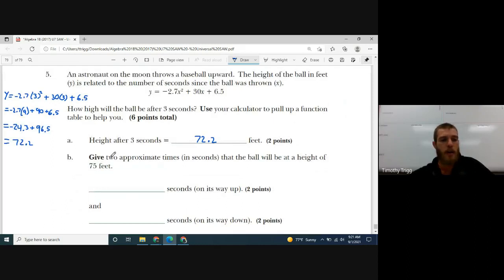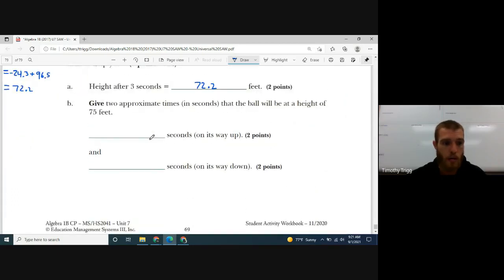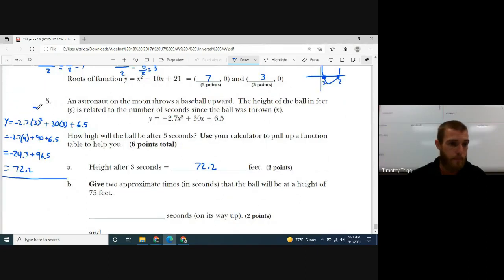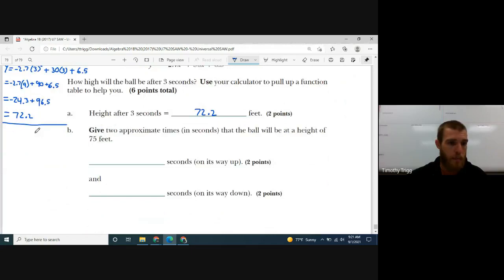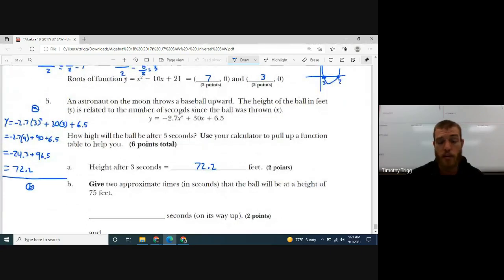So this next one is quite a bit tougher, but it says give the approximate times in seconds that the ball will be at a height of 75 feet. So here they're giving you the height. Now remember, in this equation, the height is actually the y value. So we're going to replace y with 75. Okay, so this is for part A here. Part B might be here and down here. So basically, you're going to rewrite this equation, but now we're going to replace y with 75.